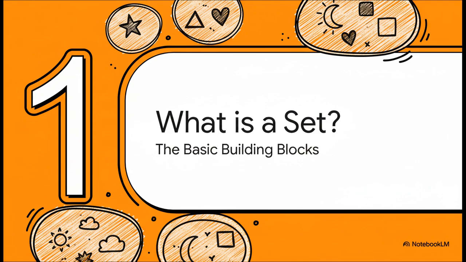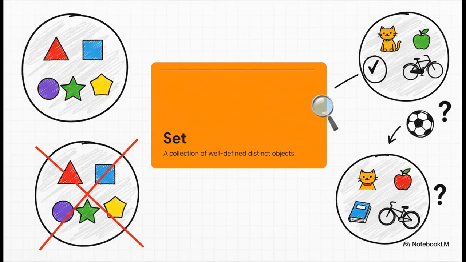Our first and maybe most important building block is this thing called a set. So, a set is really just a group of things, but it has to follow two super important rules. First, every single item in the set has to be unique, no duplicates, none. And second, the set needs to be well-defined. That just means it has to be crystal clear what's in and what's out.